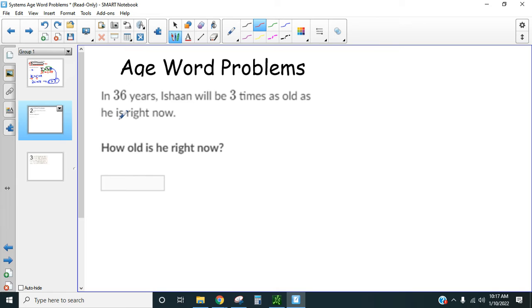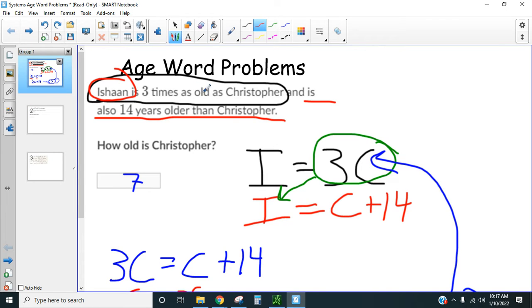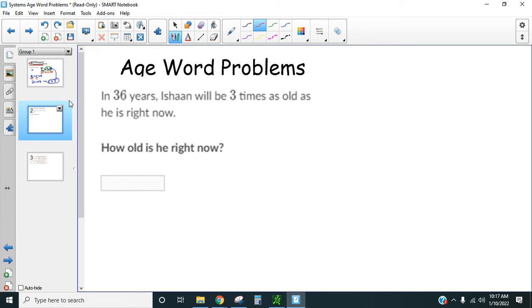Just one, right? On the previous example, we had 2 variables. We had Ishan and Christopher. We need 2 equations to solve for 2 variables. On this one, we only have one variable. We really only need one equation. Here's how you'd set it up.